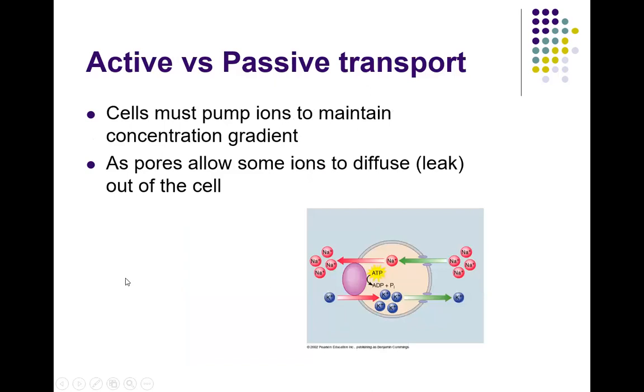All right, so active versus passive transport. So when we look at active versus passive, active requires ATP, passive does not. So cells that pump ions to maintain concentration gradients are going to be using active transport, because you keep on pushing things from an area of low concentration to an area of high concentration to really establish an even higher concentration gradient between those two areas.